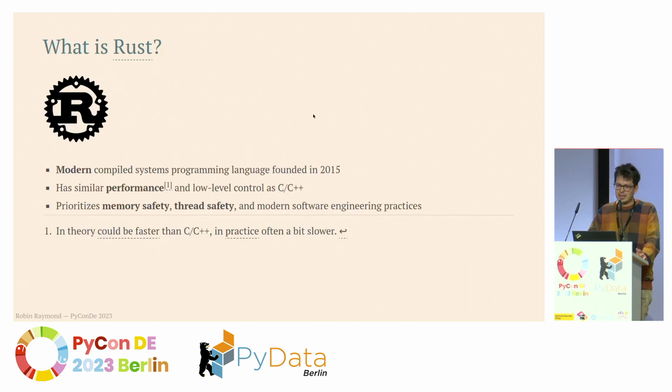Cool. So starting out with what is Rust? Rust is a modern compiled system programming language that has been created in 2015. So it's a very new language compared to a lot of other languages that we're using. And it has a similar performance and low-level control as C and C++. There is some theoretical reason of why it could at some point actually be faster than C++, the reasoning being that it feeds more information to downstream compilation steps, LLVM that is. But in practice, it's mostly a tad slower just because less people use it. I've linked the benchmarking game if anyone is interested in the details here.